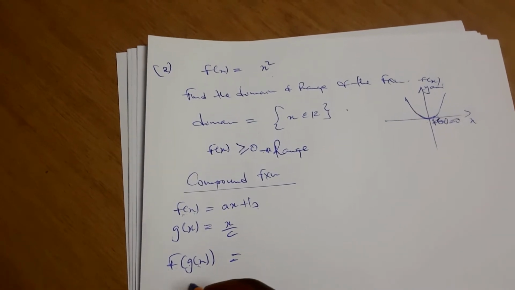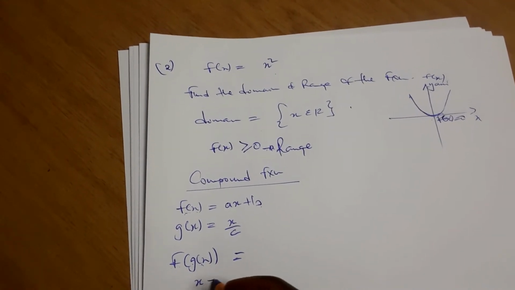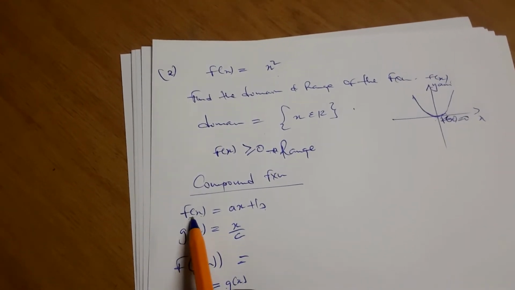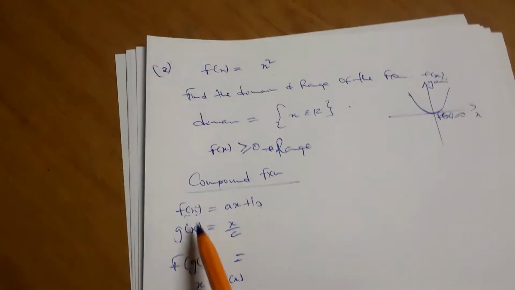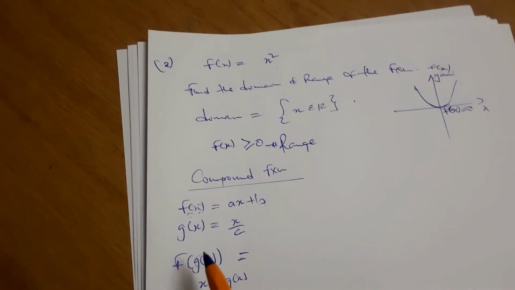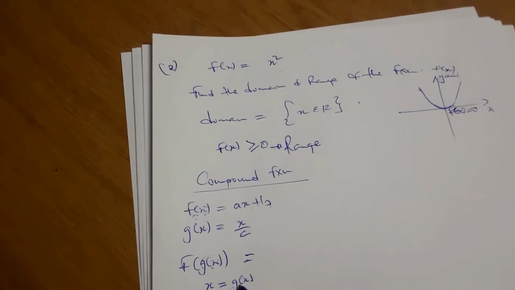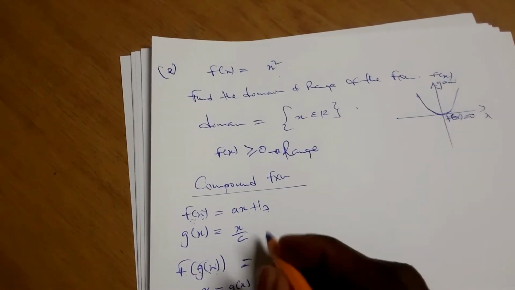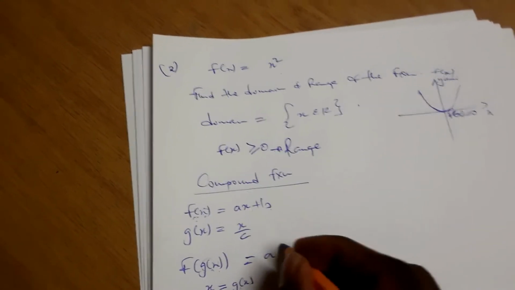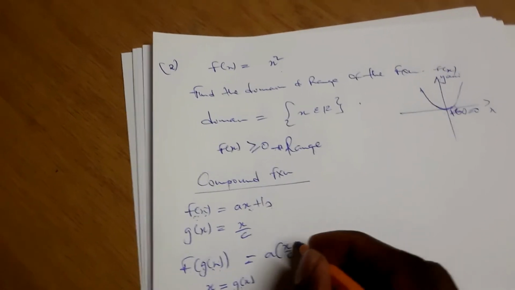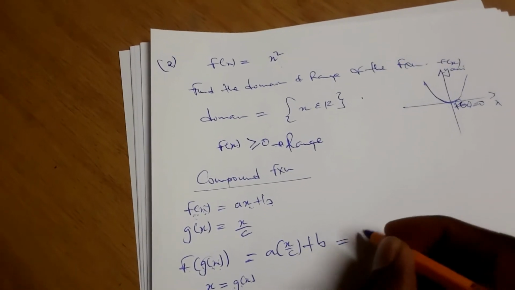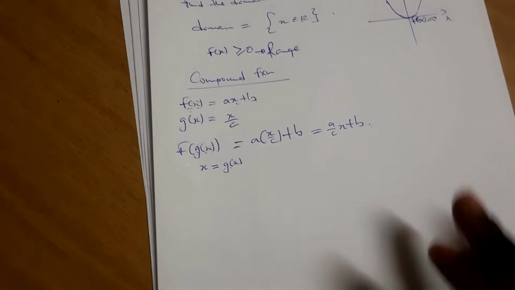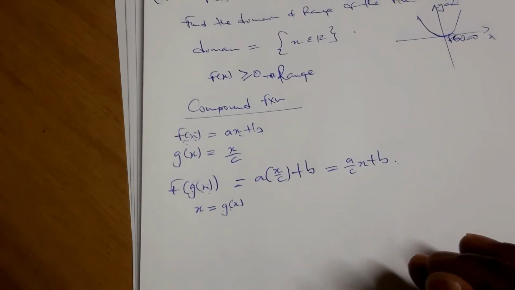Here it means where there is x, we are substituting it with the function g of x, because we are saying f of x is equal to this, but now you have removed x and put g of x. So f of g of x is equal to a, where this x, you are now putting x over c, plus b, which gives you a over c x plus b. So basically this is all about compound functions.